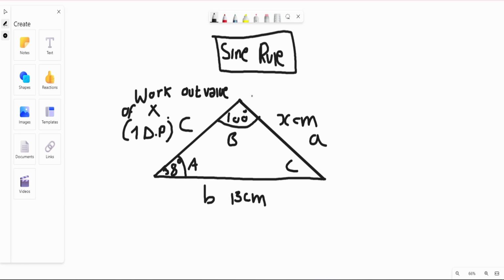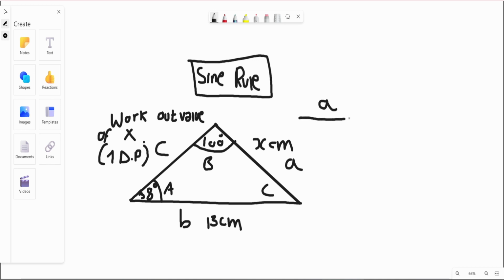Today we will be looking at the sine rule and how we can use it to work out sides and angles of non-right angled triangles. This is important. We need to take that into consideration. So let me just first go ahead and tell you what actually is the sine rule.